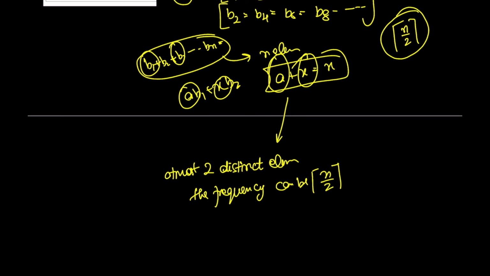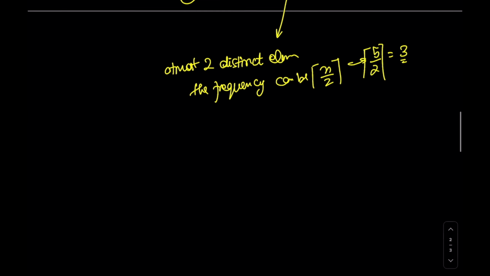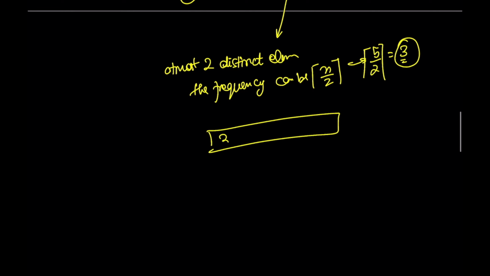So why am I using an upper bound? Let's suppose we have 5 elements. So n by 2 and the upper bound is 3. So we can have an element with frequency 3 and an element with frequency 2. Like suppose we can have 3, 2, 3, 2 and 3. We can have this. So the sum would be 5. So I think you got the approach.